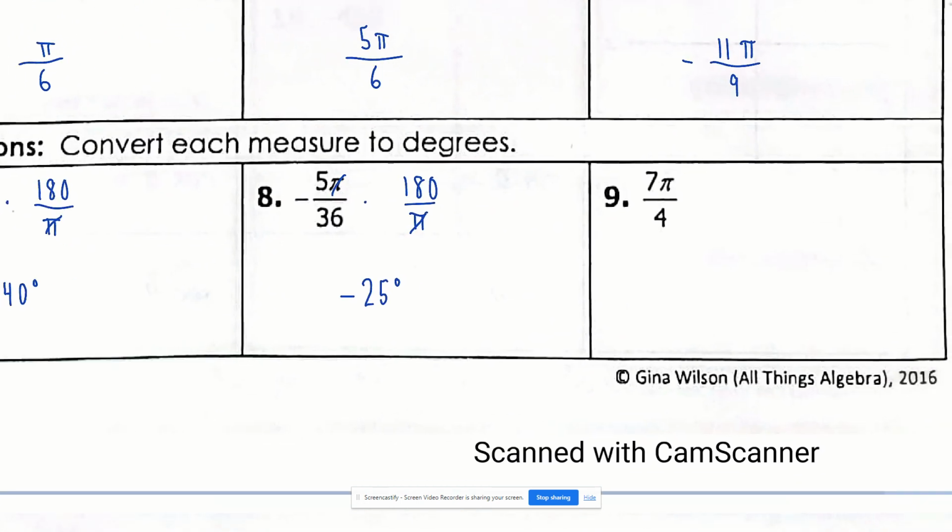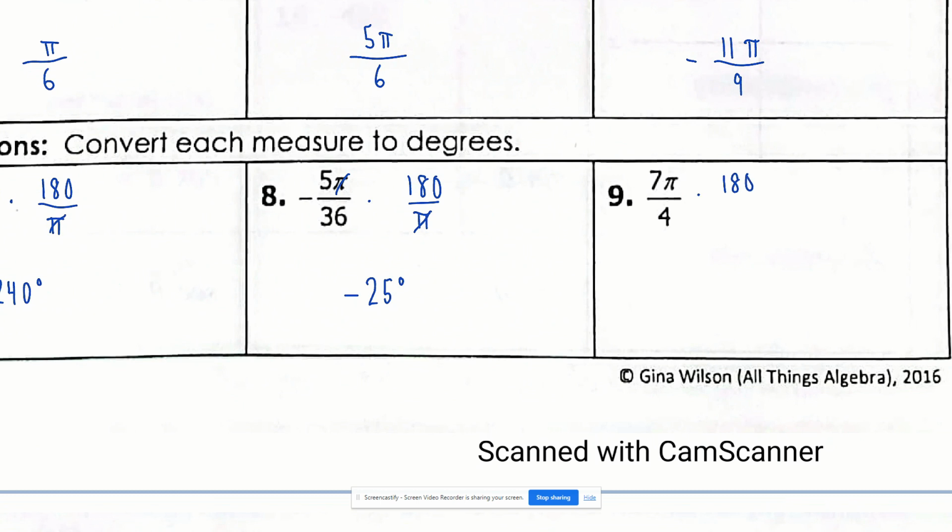Last one, we're going to multiply it by 180 over pi to change it from a radian to a degree. We're going to let those pi's cancel, and you're going to type in your calculator. 7 over 4 times 180. What do you get? 315 degrees. So that's the first thing today. Converting degrees to radians, radians to degrees. Not rocket science. Can y'all do it?